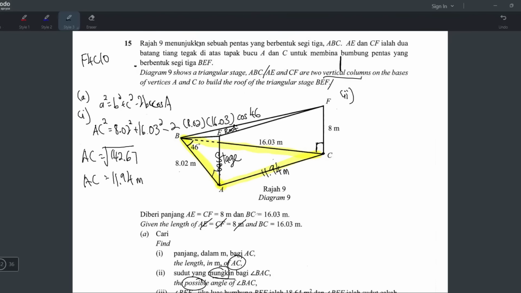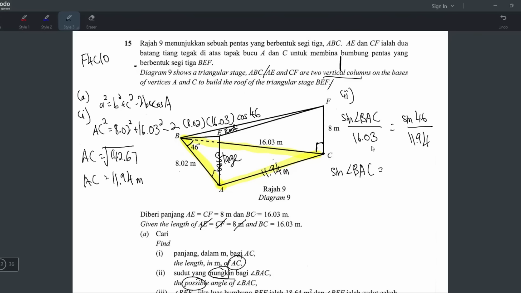So how to find this angle? Use sine rule, because you have the opposite. You're trying to find this angle and you have the opposite side and you also have one complete pair here. So definitely can use sine rule. So I write sine BAC over the side opposite there, 16.03, equals to the complete pair, sine 46 over 11.94. Now it makes sense why they say possible angle. Because you will have two answers when you press shift sine. You should know this. When you press shift sine, there's always two answers.